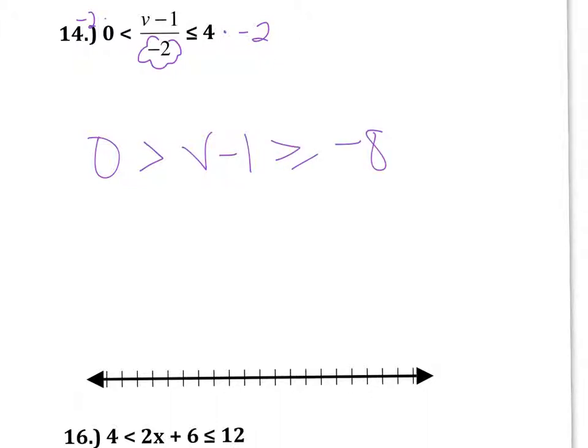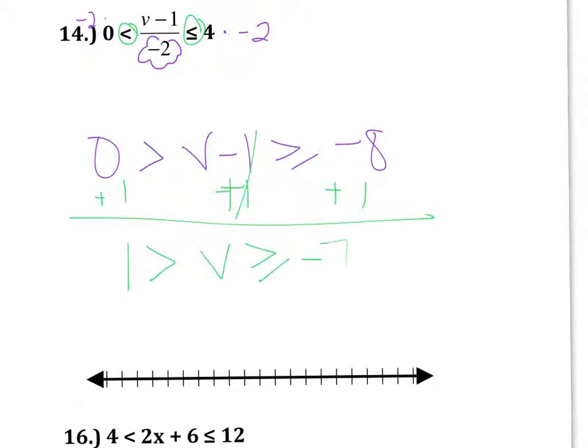So what happened is, because we were dividing by a negative 2, those inequality symbols here are going to go in the opposite direction. So we will still continue to solve like normal. We're going to add 1 to both sides, or all sides. So we have 1 is greater than v, which is greater than or equal to negative 7.